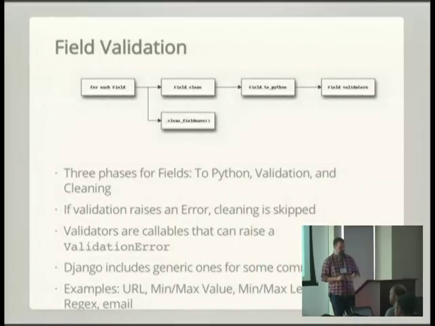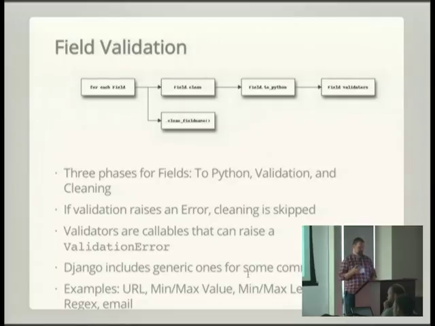So field validation has three different phases: Python conversion, validation, and cleaning. Any of these might raise errors and short-circuit the other ones, but typically this is how it gets set up. For every field, you're going to call field.clean. Field.clean calls to_python, and to_python is what says, hey, this is supposed to be a number field, so I better make sure that everything in it is a digit. Or this is supposed to be a boolean field, so I'm going to cast it to bool. You have field validators. These add some additional logic. For example, on the character fields, max and min length are handled as validators. So to_python makes sure I have a string, and validators make sure my string has the right length.